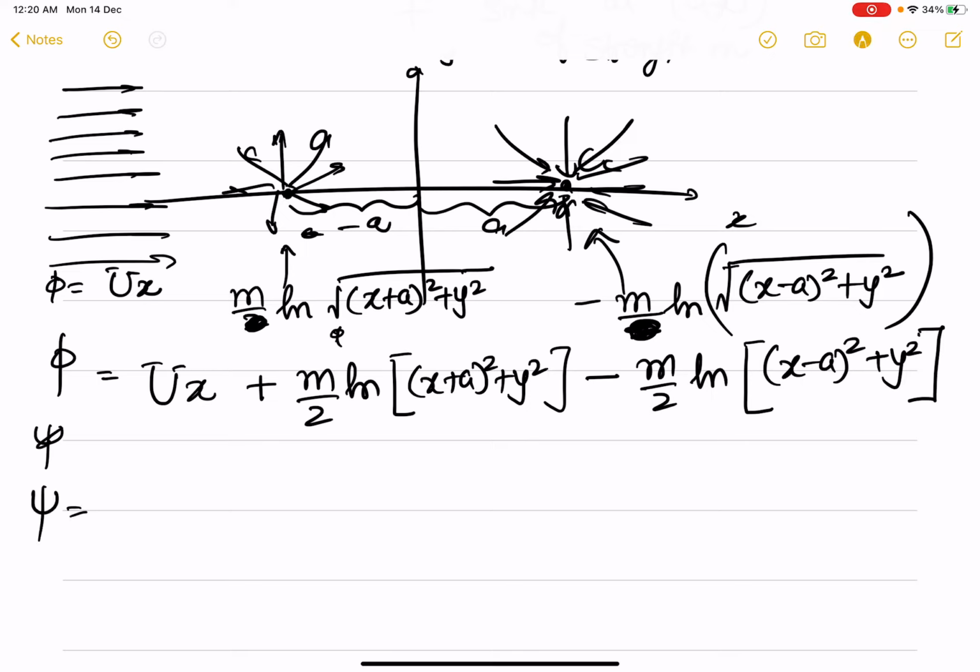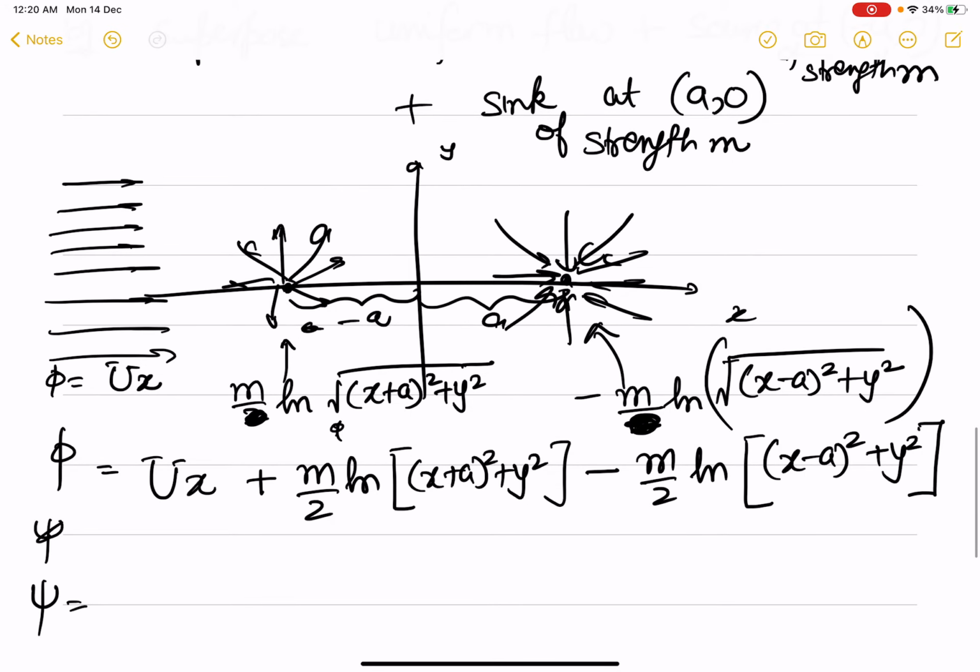Now, if I try to do the superposition of psi's, then for a uniform flow, psi is given by uy.